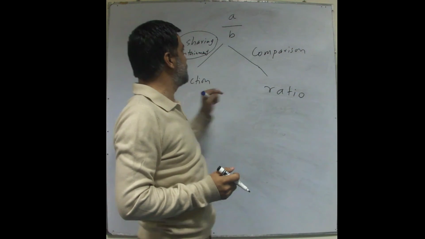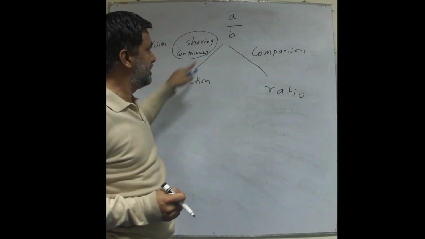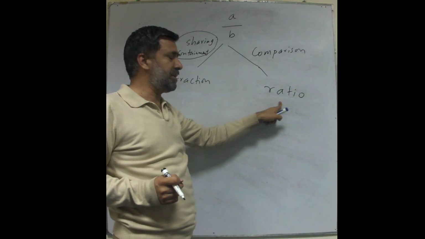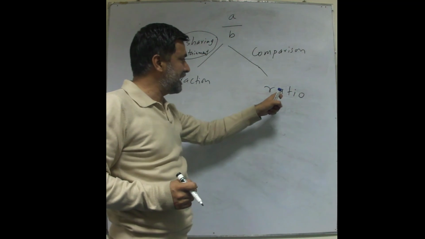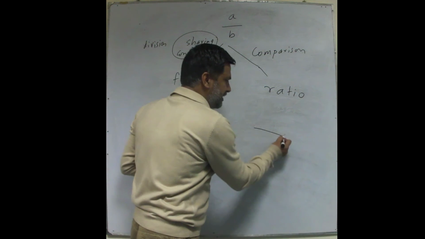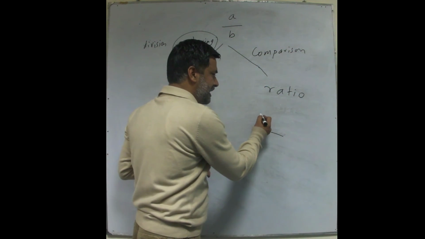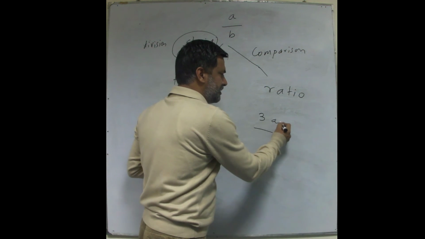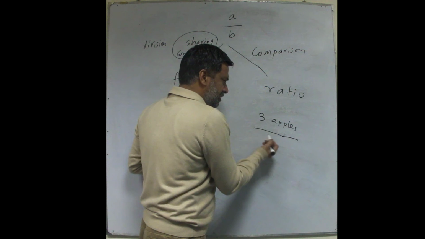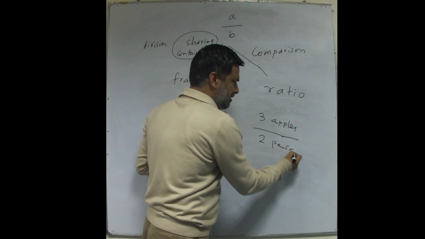So when division is used for sharing or containment, you call it a fraction. But when division is used as a means to compare things, you call it a ratio. Now the cool thing about this ratio is that you can have different denominations in the numerator and denominator. So for example, here you can say 3 apples, and here you can say 2 persons.